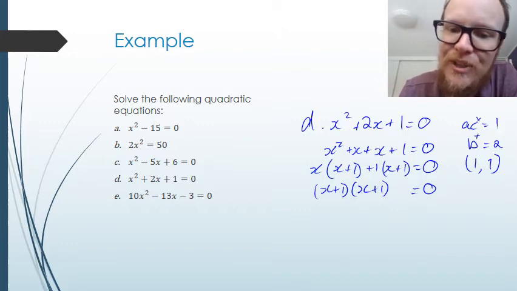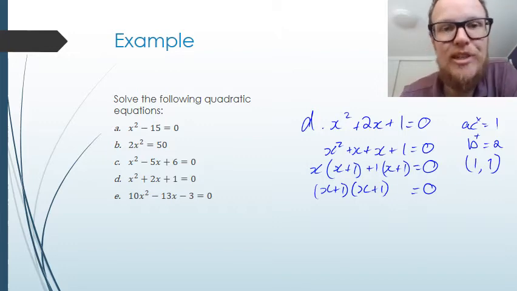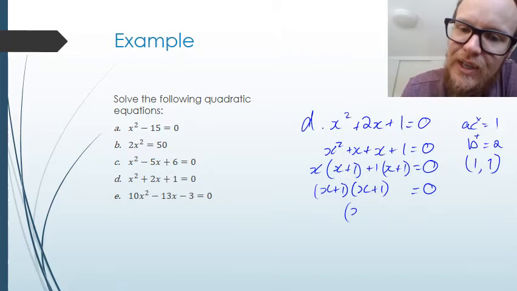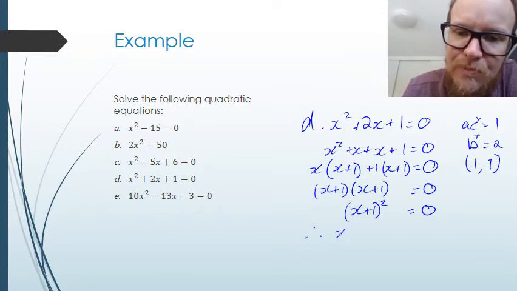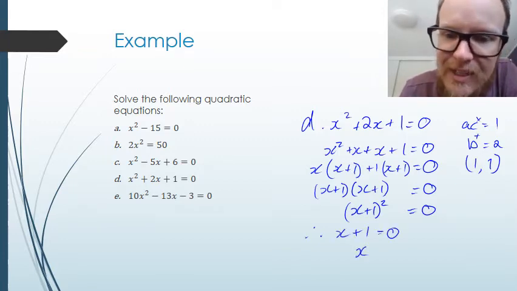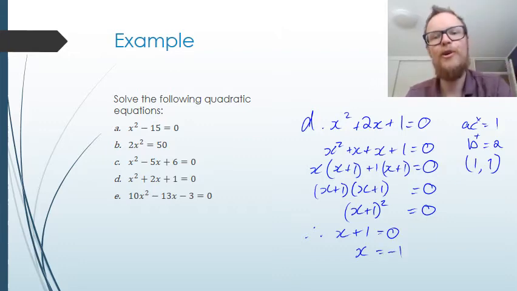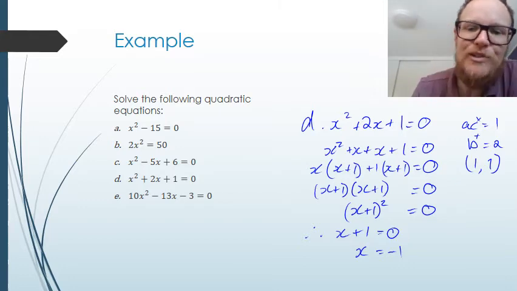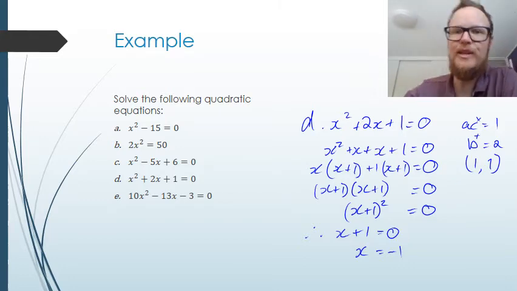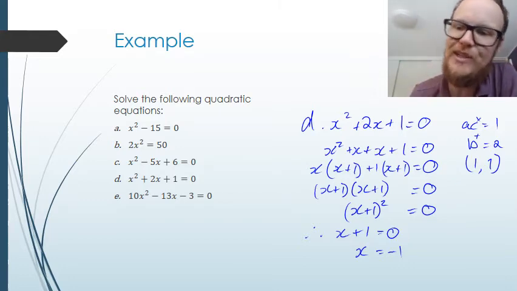That's so cool. This is an interesting solution that we get, because I've got here x plus 1 squared equals 0. That means, therefore, x plus 1 must equal 0. So I get x is equal to negative 1. So there's only one solution to this quadratic. Only one answer that will work. No other answers work. Just x equals negative 1.